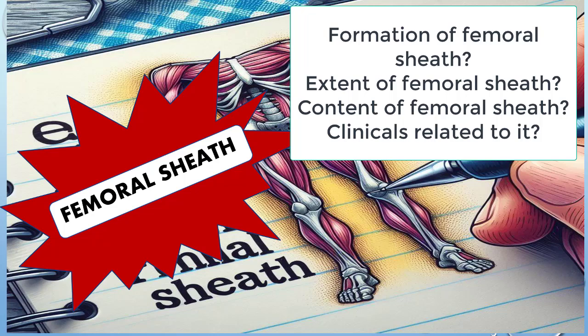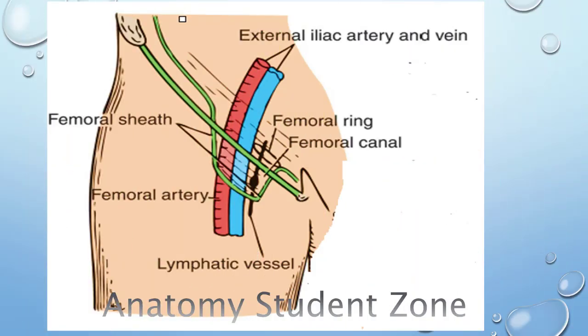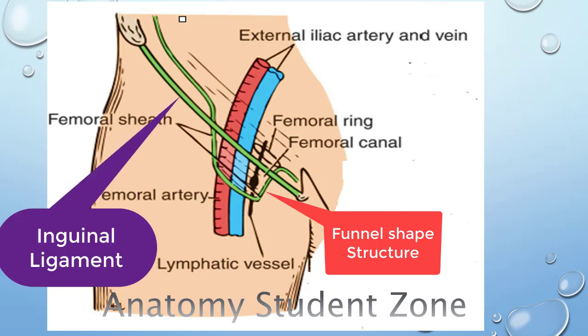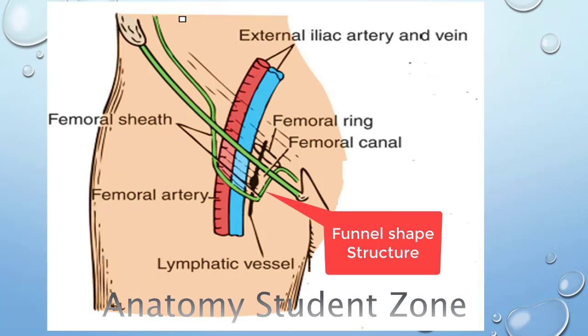The femoral sheath is a funnel-shaped structure. You can observe this green funnel-shaped structure in this image. So this is the femoral sheath. Another green structure shown here is the inguinal ligament. We are not concerned with the inguinal ligament right now, so just focus on the femoral sheath. Anatomically, this funnel-shaped structure is made up of fascia, so I can say this is a fascial sheath.